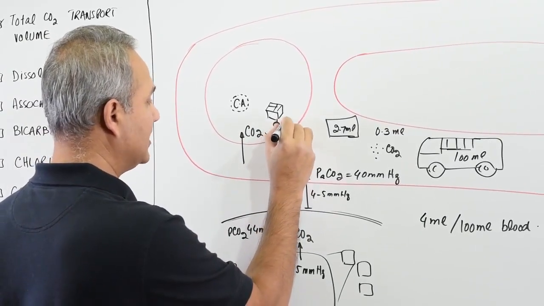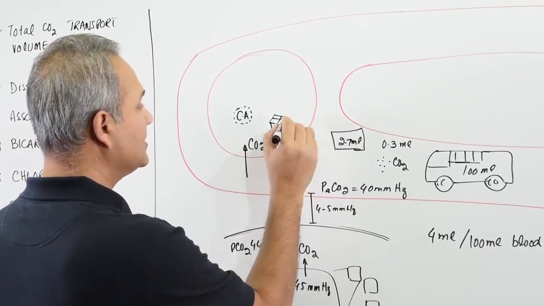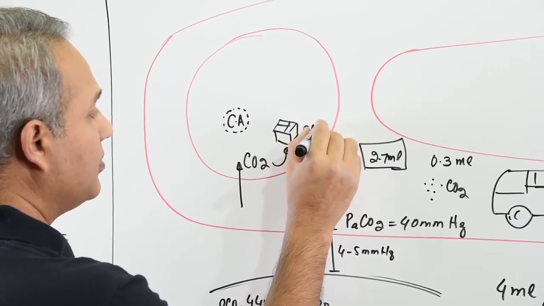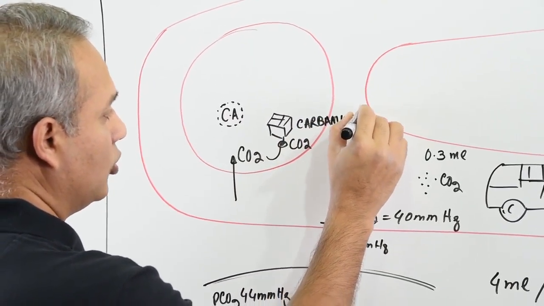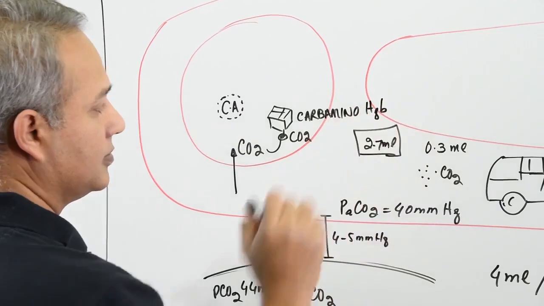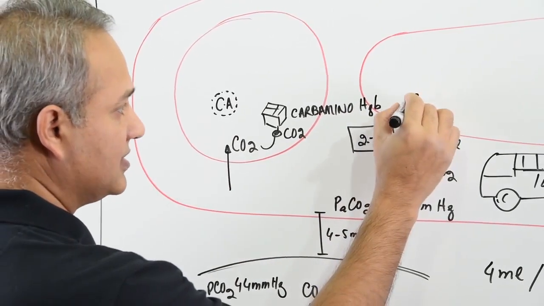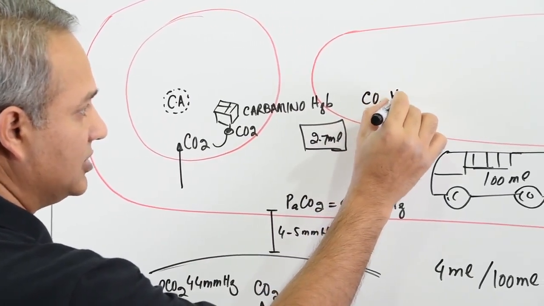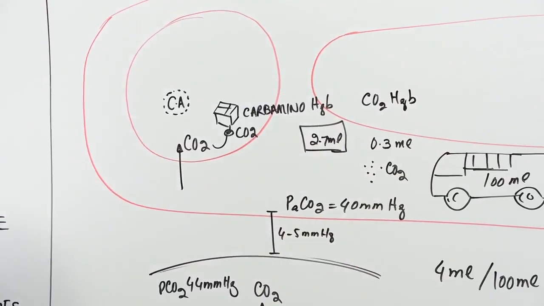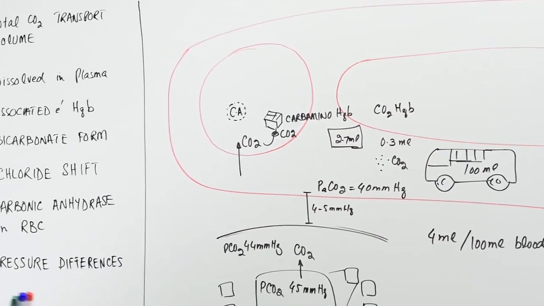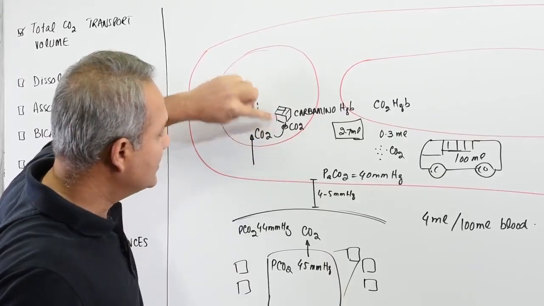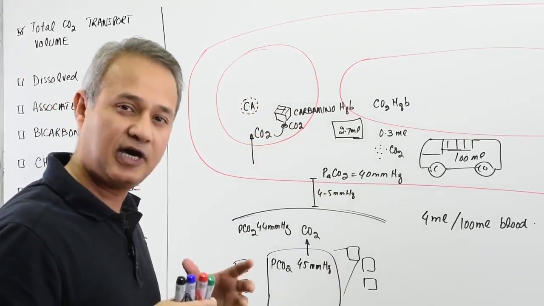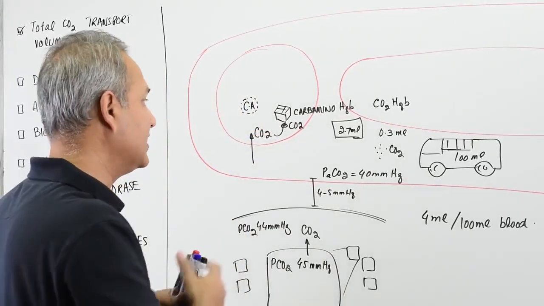So the carbon dioxide is associated here. This becomes carbaminohemoglobin, or if I write it, CO2 HGB. This is the second form. Simple thing, it connects here, although doing this connection has some very interesting outcome. We'll talk about that in a second.